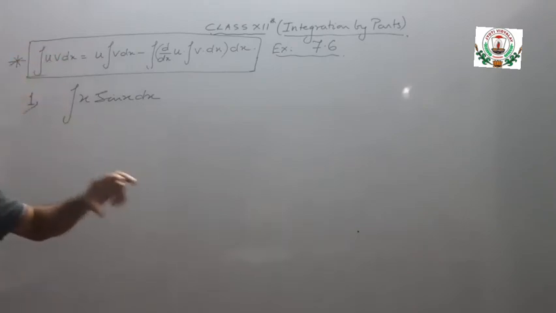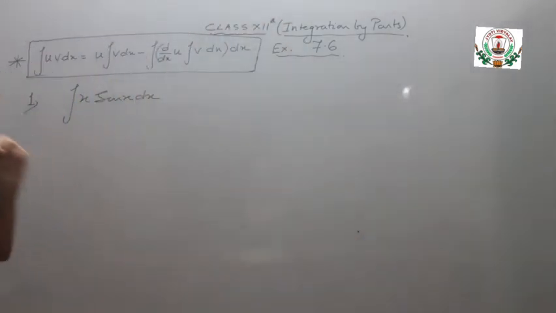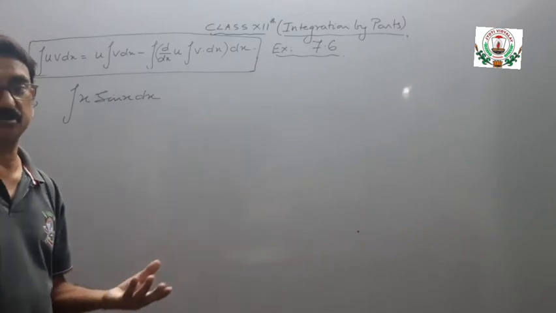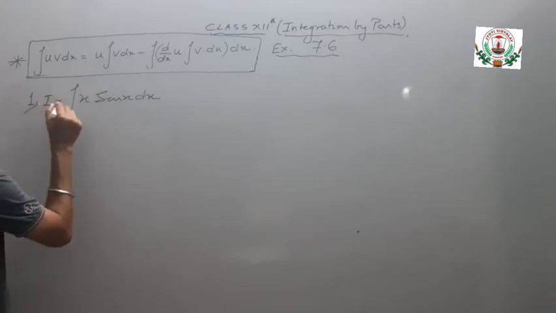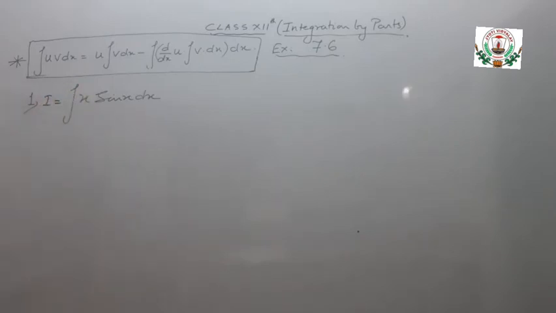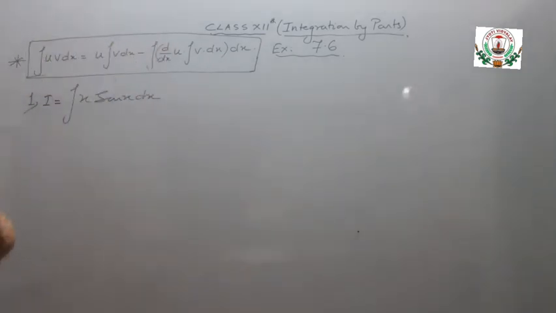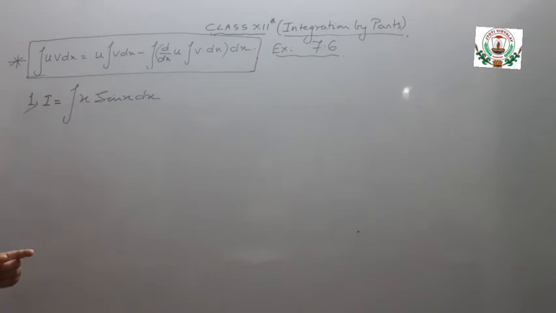So that's why I am telling, before solving the problems of integration by parts, you must go through the rules of integration by parts: which function you have to take as the first one and which function as the second one. So here, in the first, integration of x sin x dx, we know the standard integration of sin x, and of x also we know. We know both integrations. We will take that function as the first function whose successive differentiation vanishes, means becomes zero.